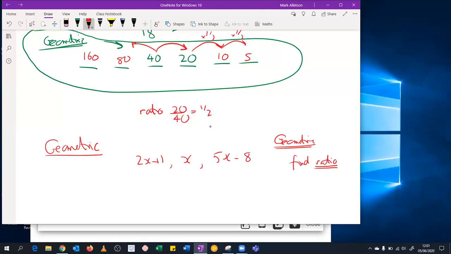Okay. So on the one above in this greener bubble here, you see the ratio from 160 to 80. The ratio here was a half. 80 to 40, the ratio is still a half. Here it's still a half. So the ratio is always the same.